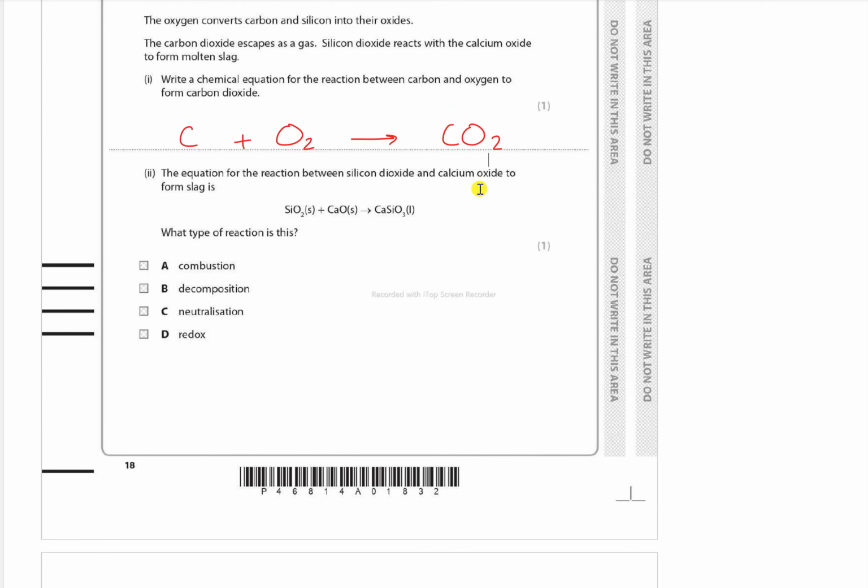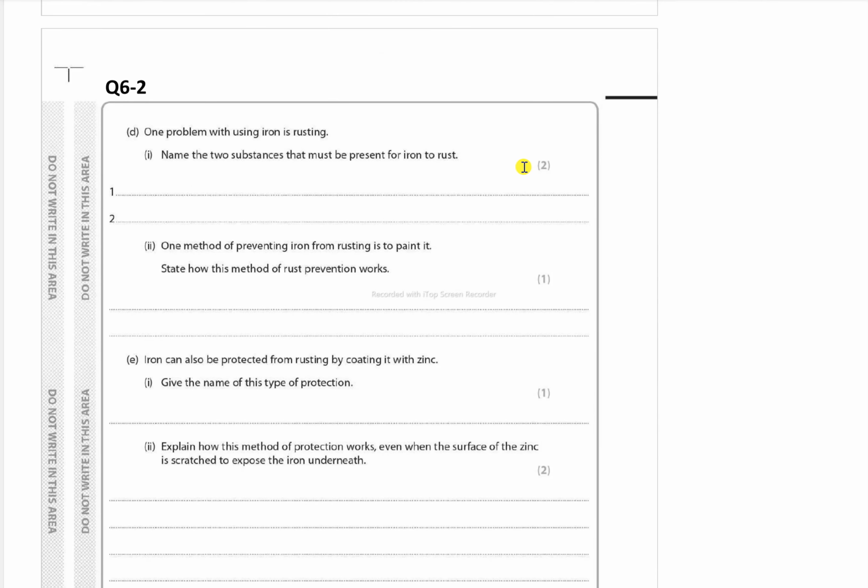Right, what type of reaction is silicon oxide and calcium oxide? It's a neutralization reaction. Yeah, you just got to know that. It's not combustion, it's not decomposition, and it's not redox. Right, let's keep moving on.